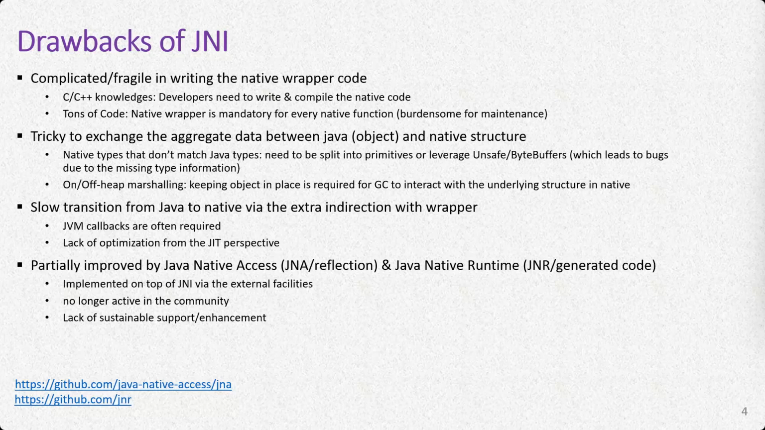To address this problem, people came up with a couple of solutions. Typical ones like Java Native Access or Java Native Runtime, which are naturally built on top of the JVM, and leverage reflection or code generation to map the Java object to native structures. In this way, a developer must rely on external facilities to approach this problem within Java instead of dealing with it totally from inside. And the reality is these third-party projects are no longer active in the community, which means you likely lose the sustainable support or any enhancement from the community if you keep using them in your applications.